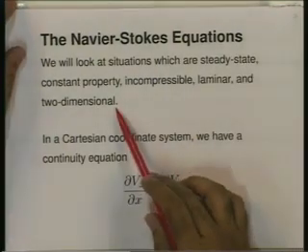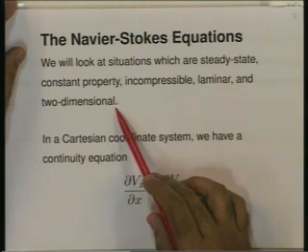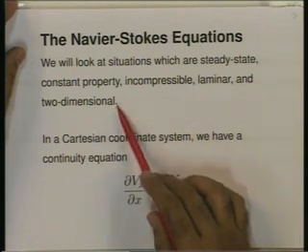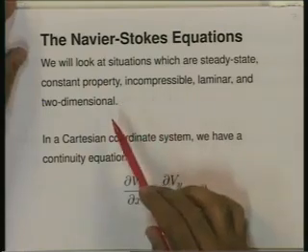Two-dimensional means any property, any velocity component and pressure will vary only in say x and y direction, or r and theta direction, or r and z direction. Steady state means nothing changes with time. Constant property means properties like density, viscosity, etc. are not functions of pressure and temperature. Incompressible means that there is no link between density and pressure. Even if pressure varies, density does not change with pressure.